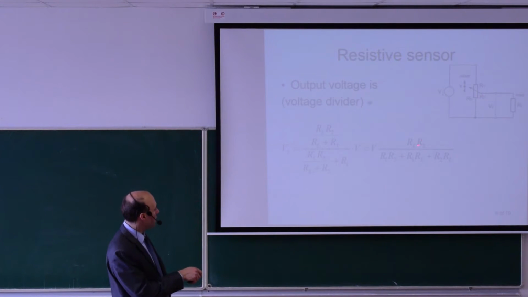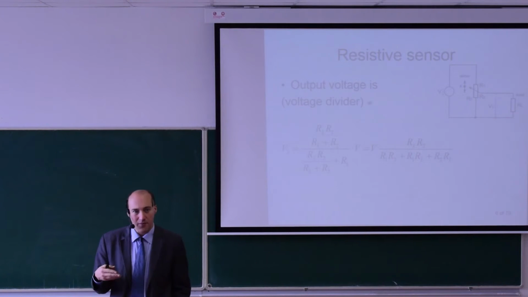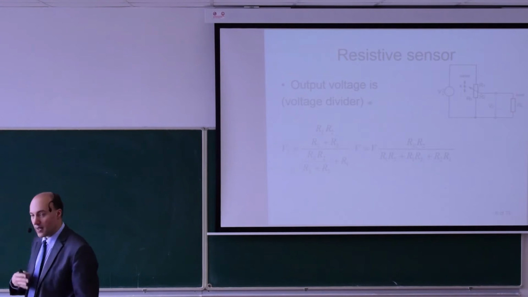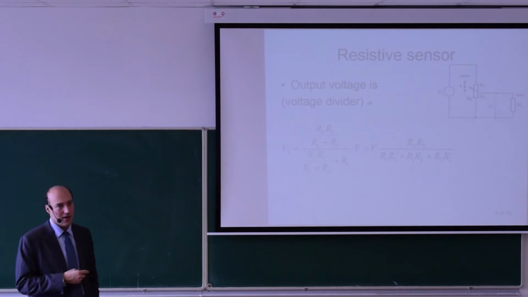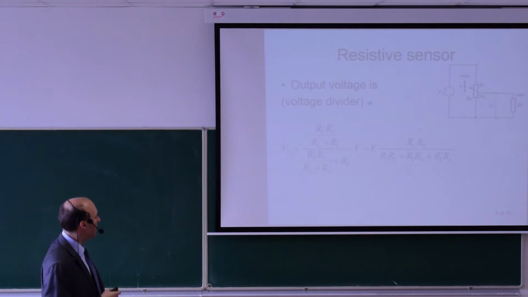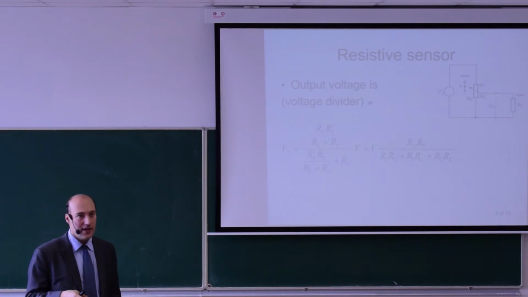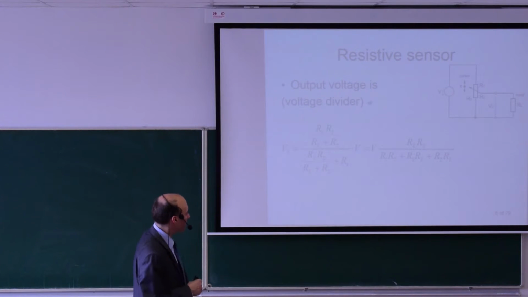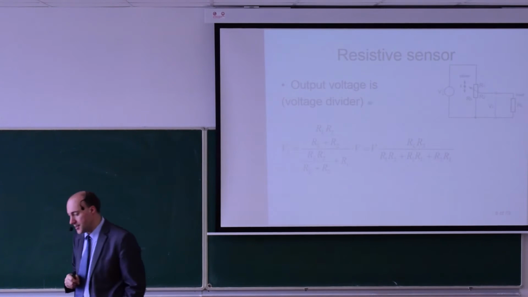And here, R2 and R1 are a function of X, so there will be a dependence on position, but it will be a nonlinear dependence. Now let's simplify this equation a little bit more. We know that there is a relation between R0 and R1 and R2, so I will use some other formulas to simplify this.